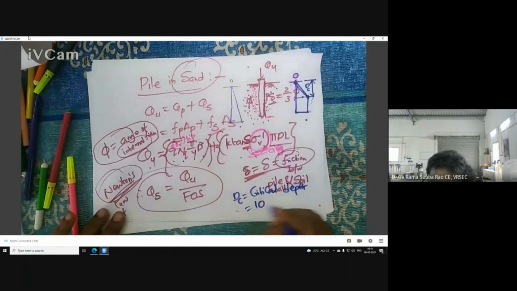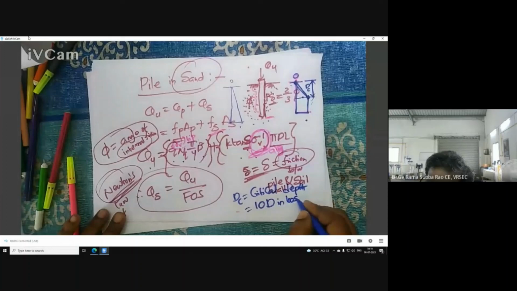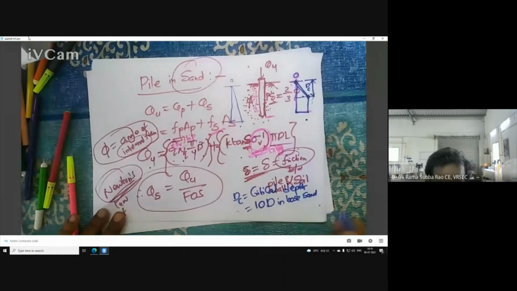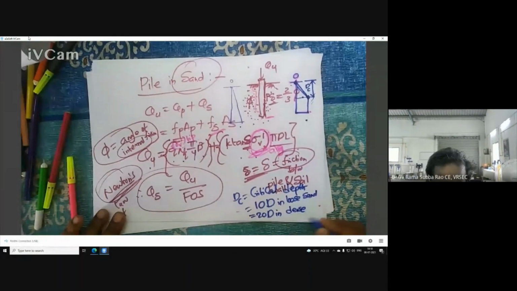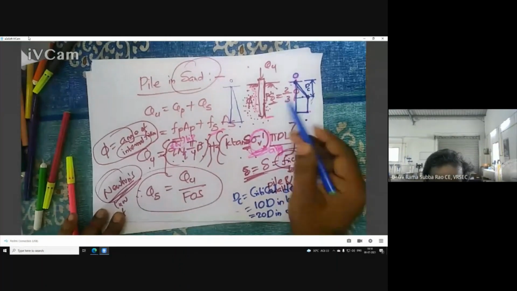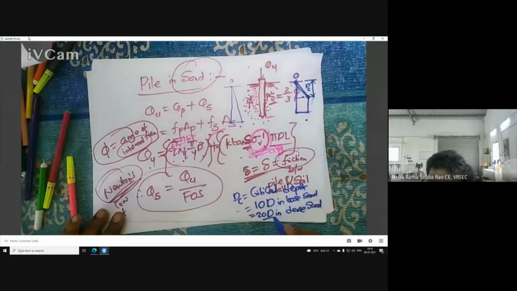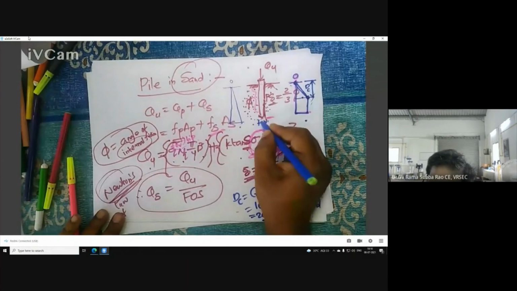This is 10 times D in case of loose sand, whereas in case of dense sand it is 20 times D. If your sand is compacted sand, what I said, dense sand, it will be 20 times D. But don't ask me what is D. Here D is the diameter of the pile.